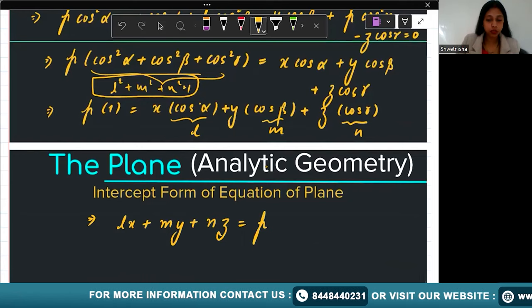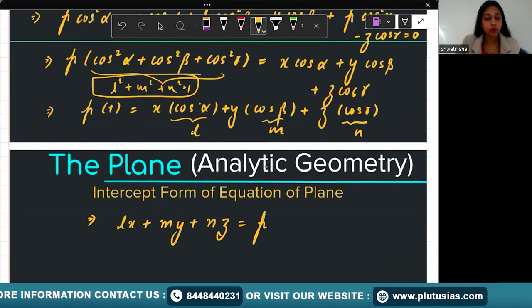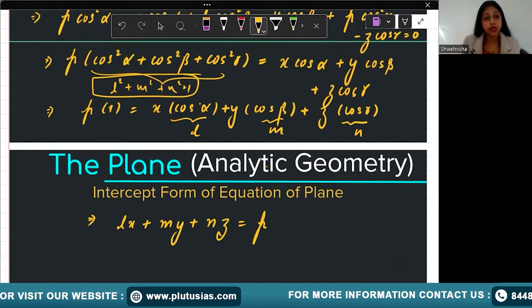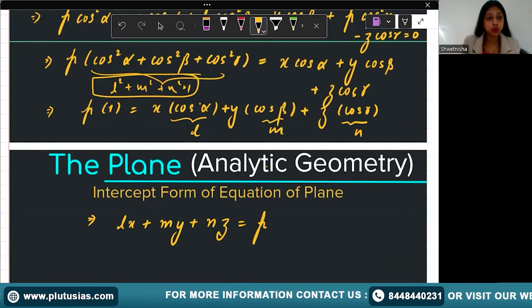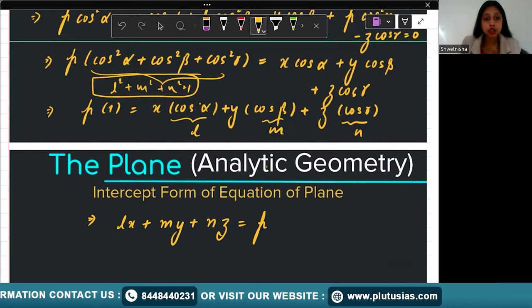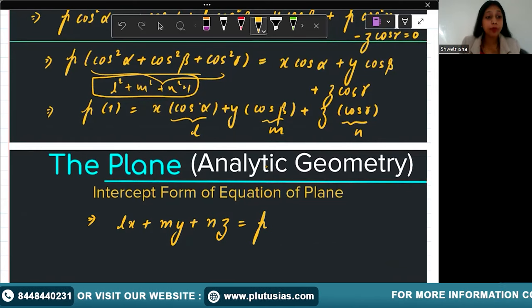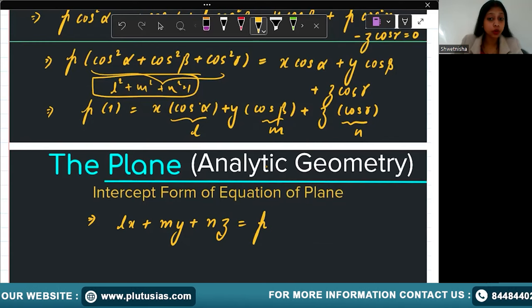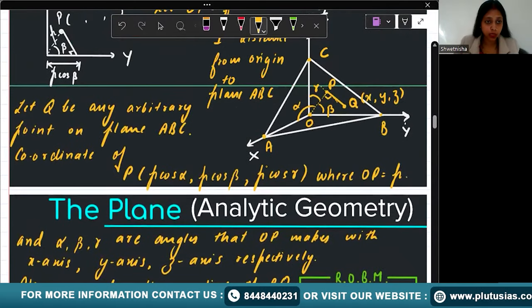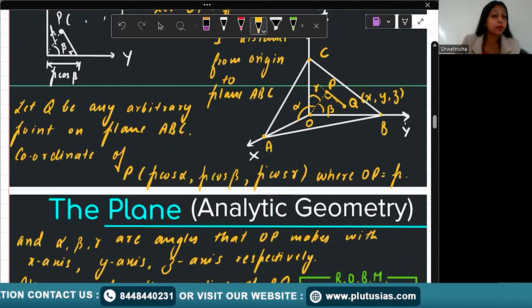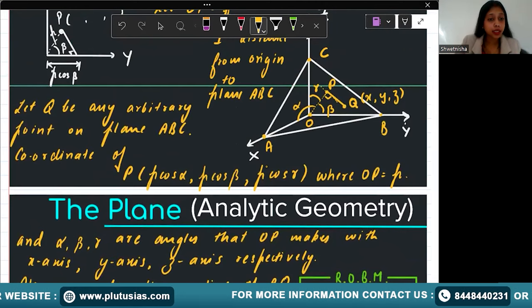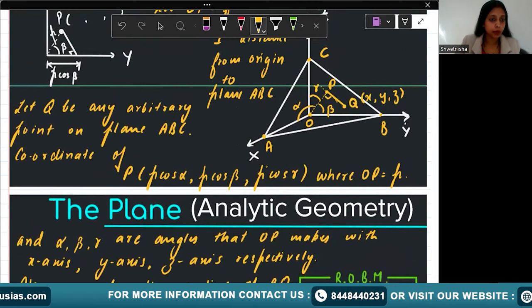I want you to see this last equation that we have obtained carefully once again. What is this? l, m, n are the direction cosines, but direction cosines and direction ratios are concepts that are associated with a line. So which line are we talking about? Because this is the equation of a plane, not a line, right? Alpha, beta, gamma were the angles made by the line OP with the x-axis, y-axis and z-axis respectively. So the OP line is perpendicular to the plane. So the line for which the direction cosines are these l, m, n is the line which is perpendicular to the plane.